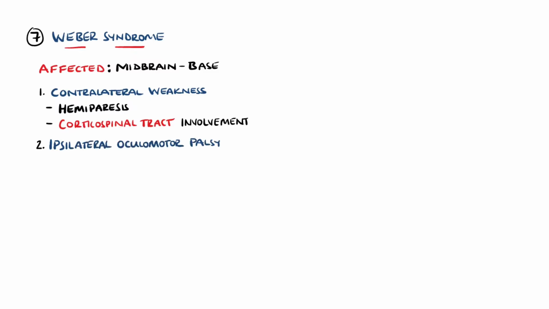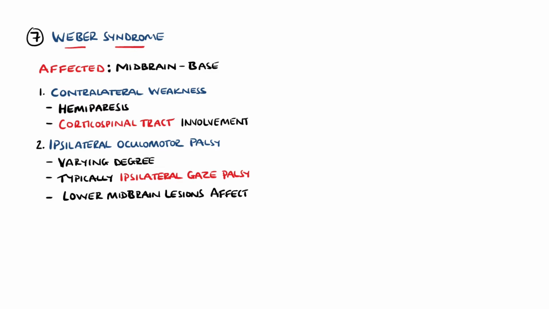This sounds very similar to Claude syndrome that we just mentioned, but the difference is that here the base of the midbrain is affected, which is important because there are two main motor nuclei for the oculomotor nerve, which along with their fibers are spread throughout the midbrain. This means that lesions in different locations of the midbrain can generate varying degrees of oculomotor palsy. In this case, it is typically an ipsilateral gaze palsy. In lower midbrain lesions, such as in Weber's syndrome, the extraocular muscles are affected more so than the pupils, which may remain largely intact.